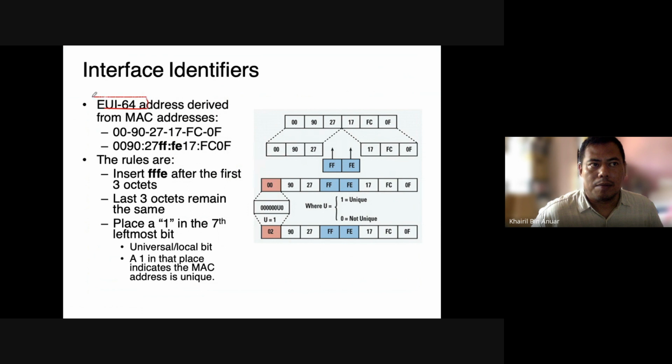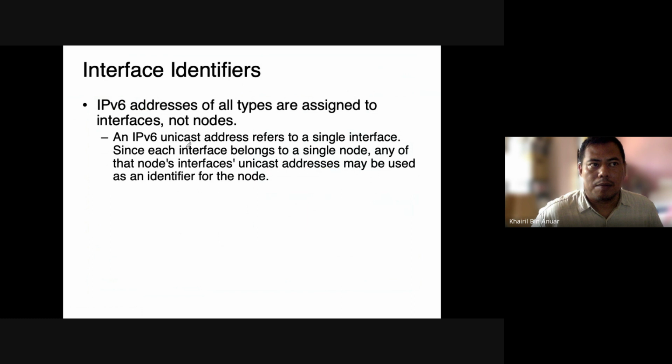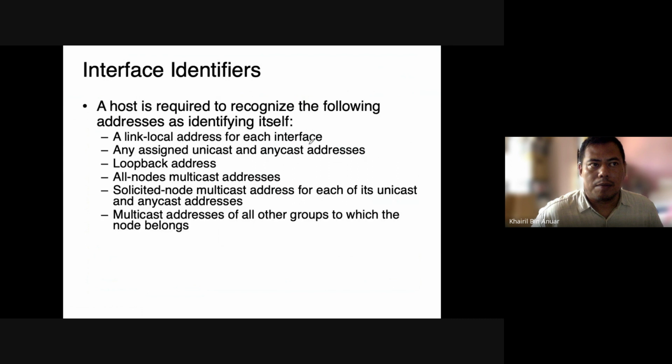EUI-64 is basically using the MAC address of that device to become part of your IPv6 addresses. You can see that IPv6 defines what we call unicast address, which is a single interface. So later we'll need to do this unicast assignment.